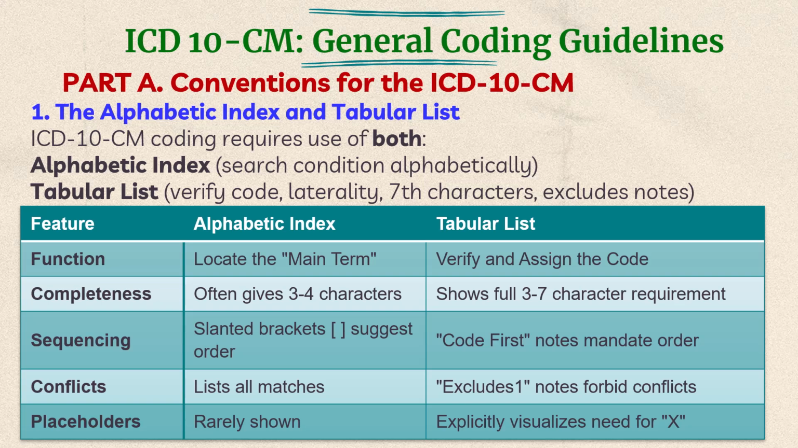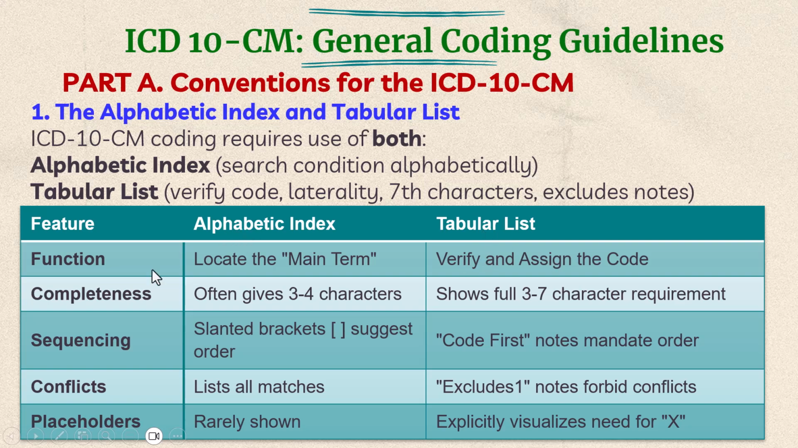The first one is the alphabetic index and tabular list. ICD-10-CM coding requires use of both. Alphabetic index is for searching conditions alphabetically, and tabular list is for verifying the codes, laterality, seventh character, and excludes notes. Those kinds of things you can find in the tabular list. So when you compare the alphabetic index and the tabular list, the main function of the alphabetic index is to locate the main term, but the tabular list is to verify and assign the code.